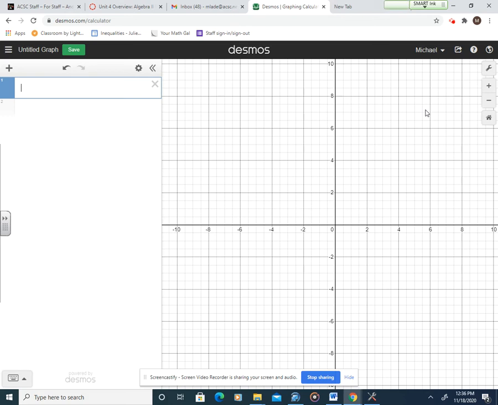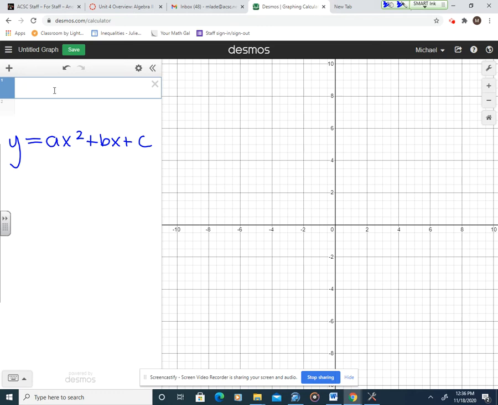But here's the standard form of a quadratic equation. We got y equals ax squared plus bx plus c. So this is the standard form of a quadratic equation. So let me type in a quadratic equation for us to graph. Let's graph the equation.